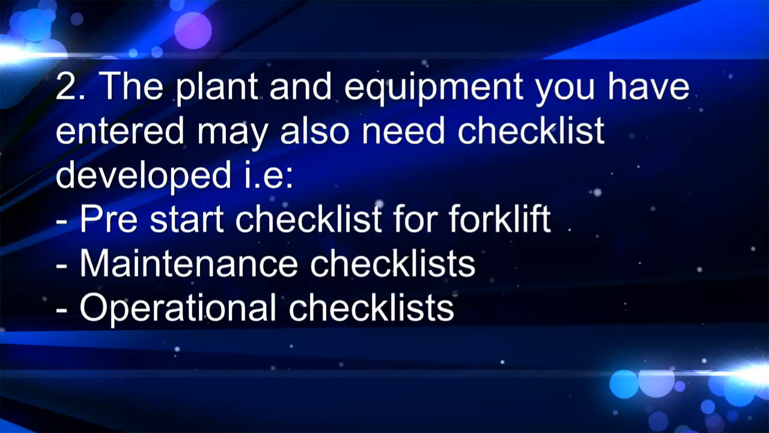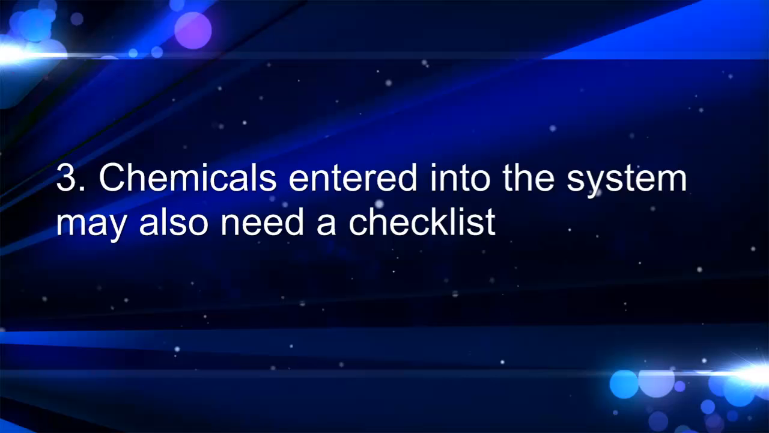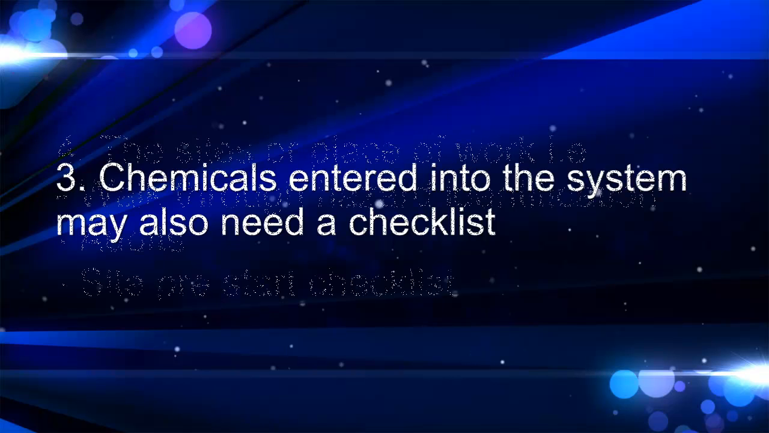Other items that you could look at to see if checklists need developing is the plant and equipment you've entered into the system. Some of these pieces of equipment may need a checklist, such as a pre-start checklist, for an example, for forklifts. Depending on what type of chemicals you've entered, they also may need checklists developed, so employees use them safely.